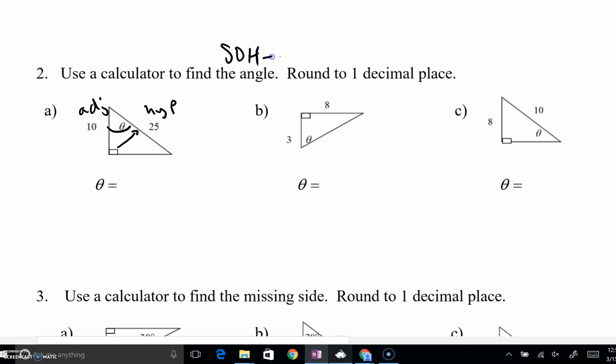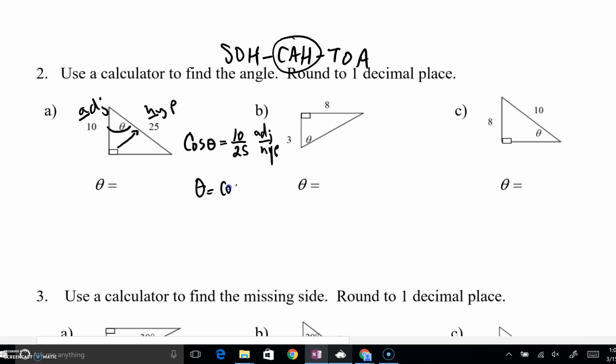We're going to refer back to this wonderful little acrostic, this little mnemonic, SOHCAHTOA. If we have A and we have H, that of course means we have cosine. So I can write the cosine of theta is equal to 10 over 25. That's your adjacent over your hypotenuse.